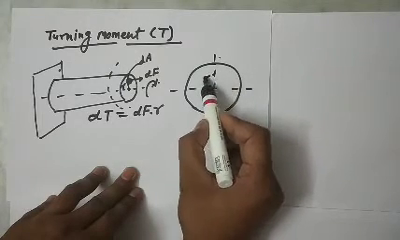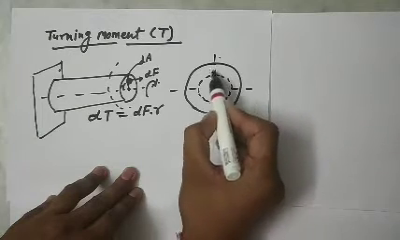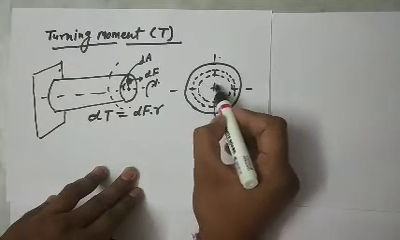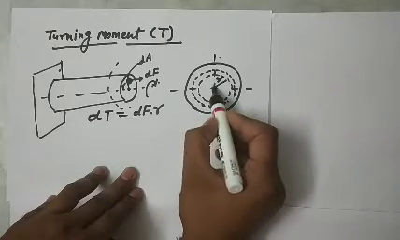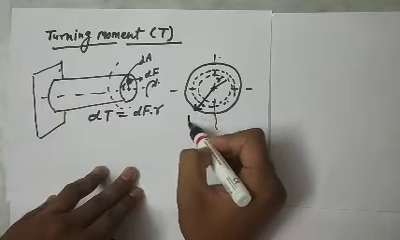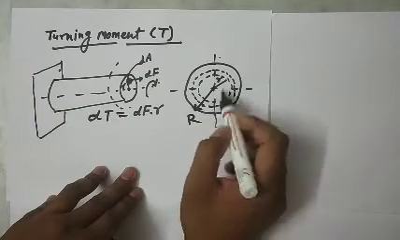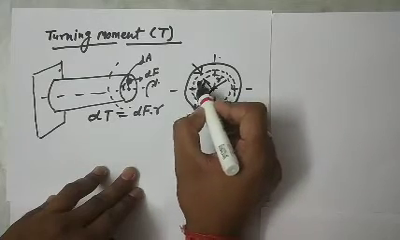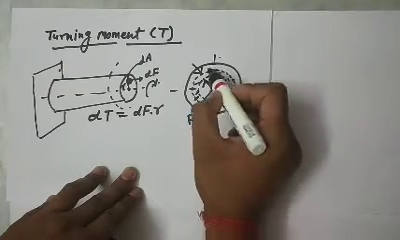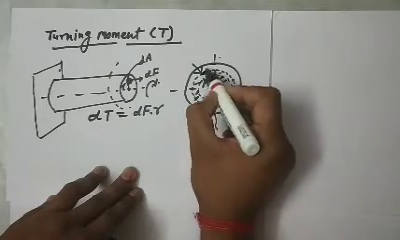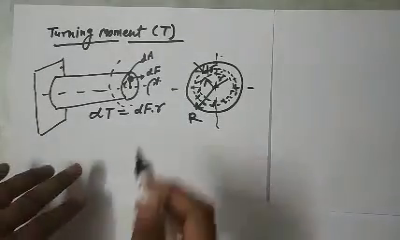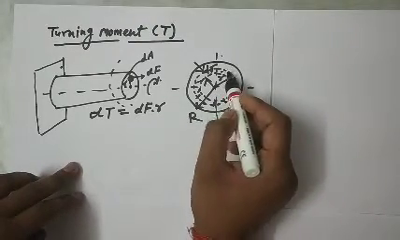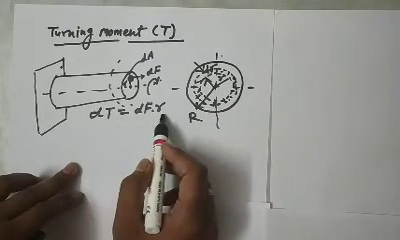Now consider a small elemental ring, which is at a distance r from the center, and the total distance from the center to the outer periphery of the shaft is capital R, and the thickness of this ring is dr. Then the turning moment developed at this elemental ring is dF into r.